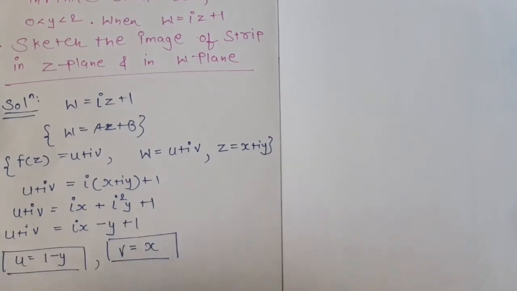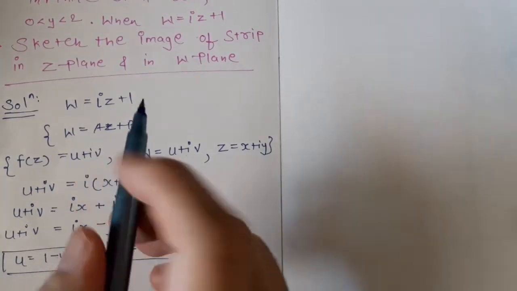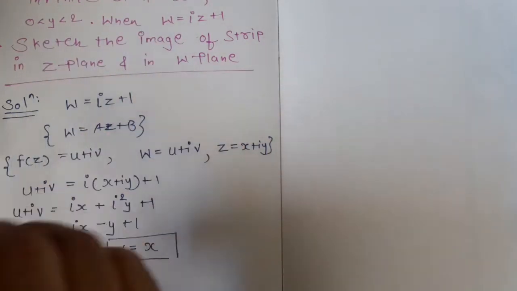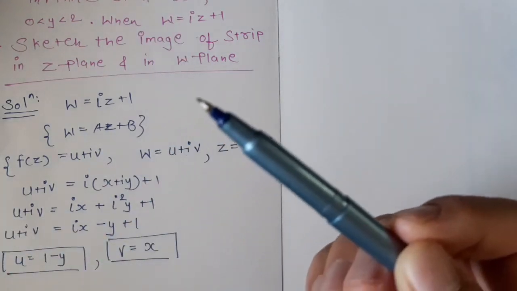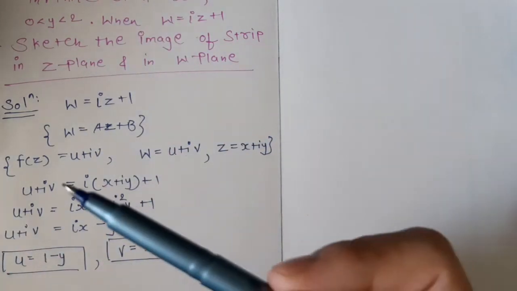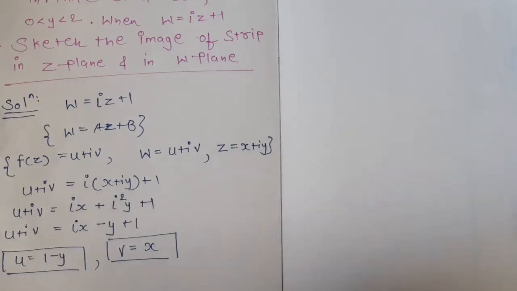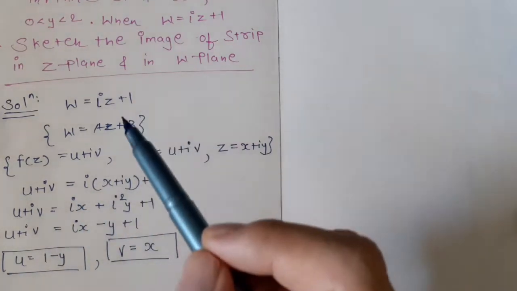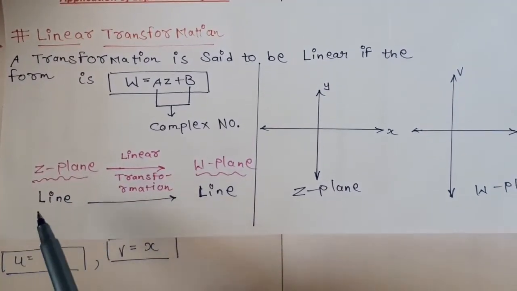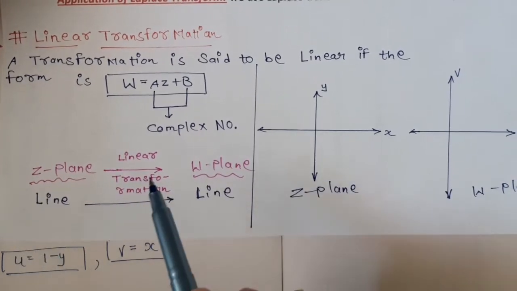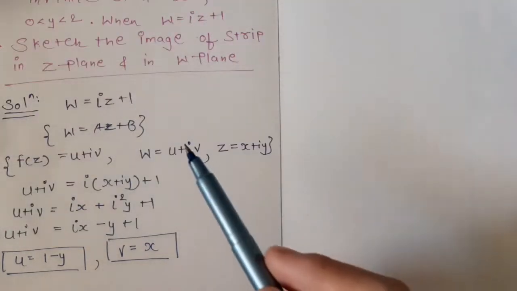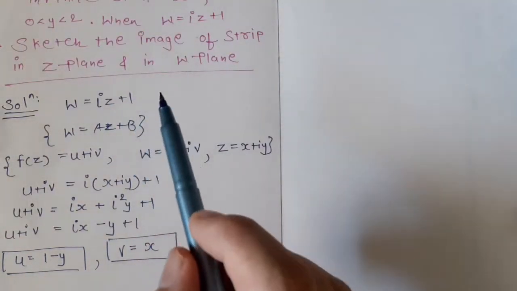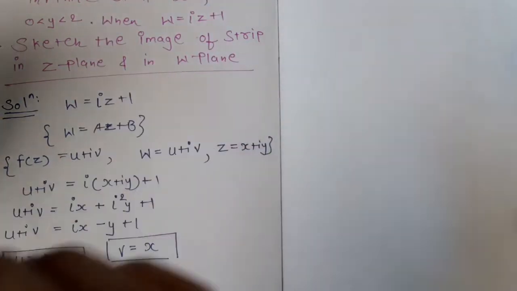Now, here in the xy plane, that is the Z plane, it is mentioned that an infinite strip is given. So what will be the figure in the W plane? Here we used the linear transformation. In linear transformation it is mentioned that if the figure in the Z plane is given as a line, then if we use the linear transformation, we get a line in the W plane also. So here we will obtain lines only, that is an infinite strip. Now what is a semi-infinite strip?